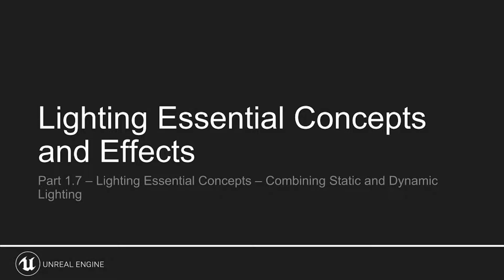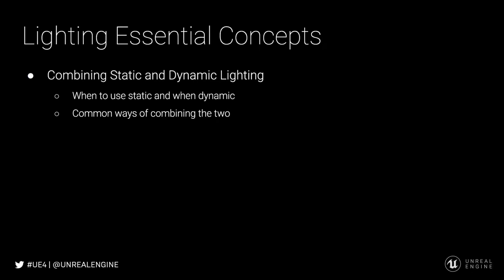And then finally, in this final chapter in the Lighting Essential Concepts course, we're going to take a look at combining static and dynamic lighting. In general, we're going to do a recap of some of the information covered in earlier chapters. Because it's a lot of different information, a lot of different ways of approaching more or less the same problems, we're going to do a recap and see how we can combine all of the things that we've covered in a single environment.